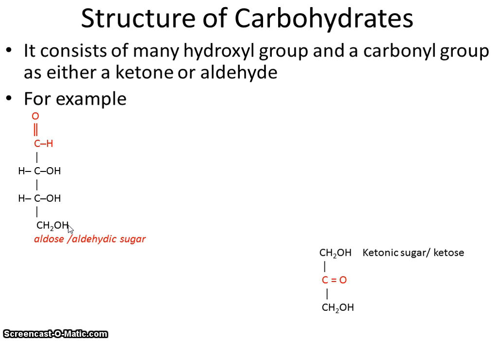or an aldose. Now let us go to another category of carbohydrates, wherein the structure comprises many OH groups as well as a carbonyl group. When the carbonyl group is present in the form of a ketone, as you can see out here, a ketone group along with many OH groups, it is called a ketonic sugar, also referred to as ketose. So this is the basic structure of a carbohydrate.